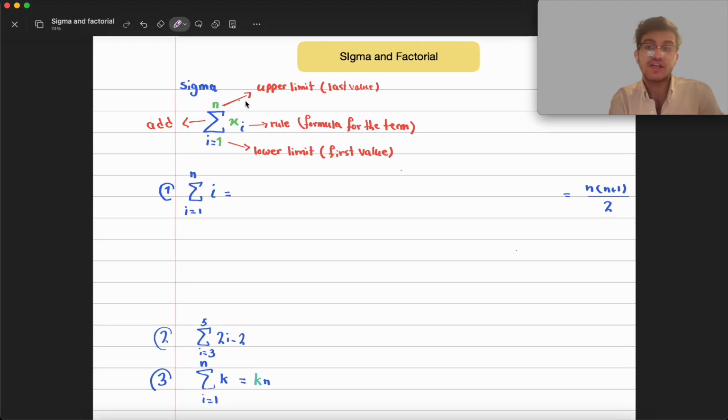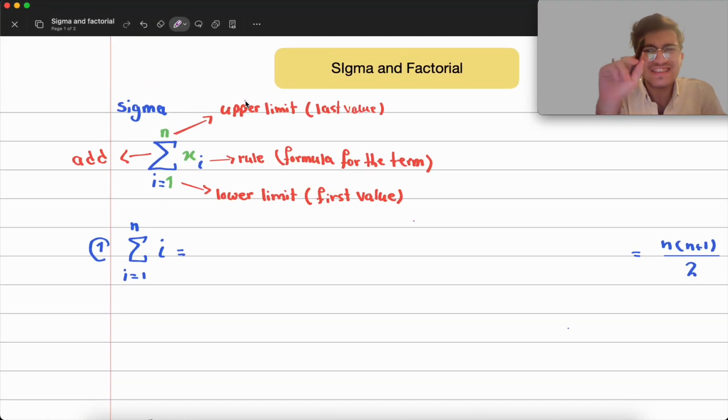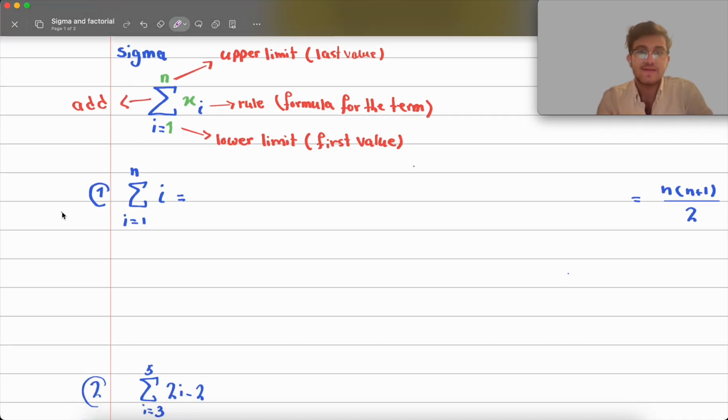Basically, sigma notation is the little E sign, like this one right here, used for summation, and it consists of two limits. The lower bound shows us where to start and the upper bound shows where to end. Plus, there is a rule here, which is the formula for the term itself. So let's see how we can use it.